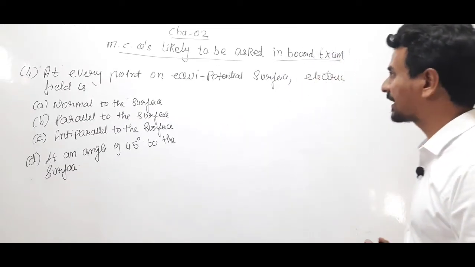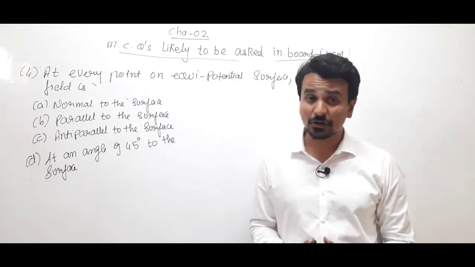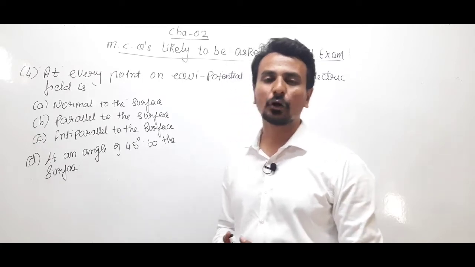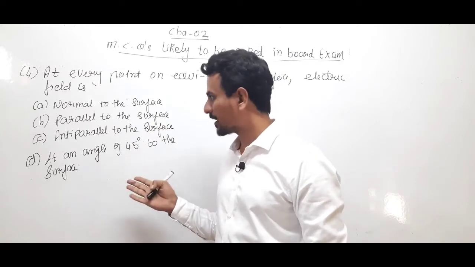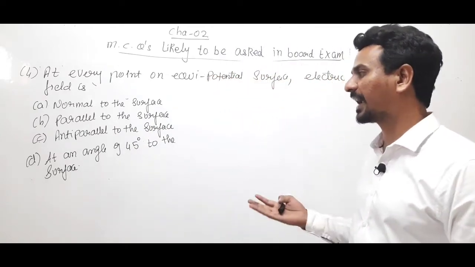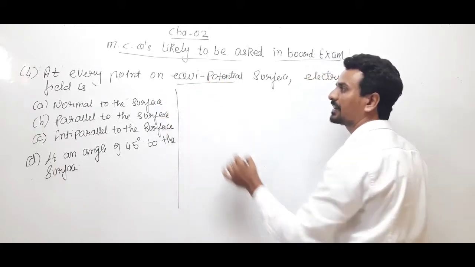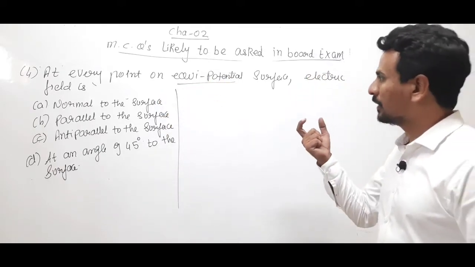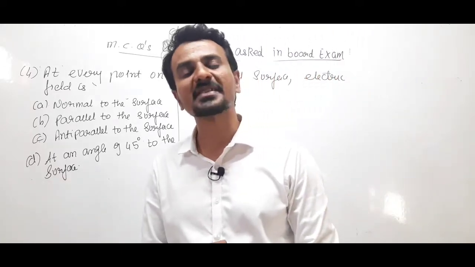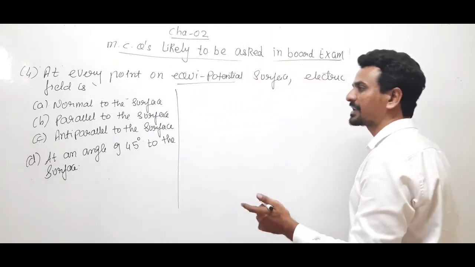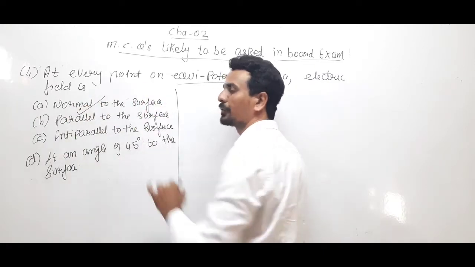At every point on equipotential surface electric field is dash. So what should be the direction of electric field for every point lying on an equipotential surface? That is, it should be normal to the surface, it should be parallel to the surface, anti-parallel, or it should be at an angle of 45. So first of all, equipotential surface means equi means same, right? So surface where potential remains the same, potential remains constant, that is known as equipotential surface. For an equipotential surface, electric field will always be perpendicular to the surface, that is normal to the surface.